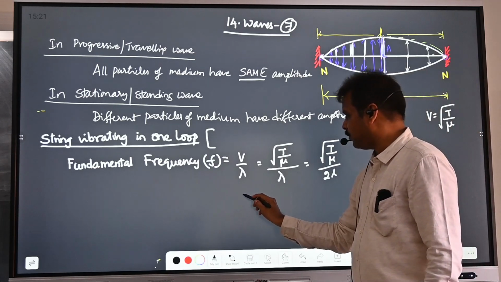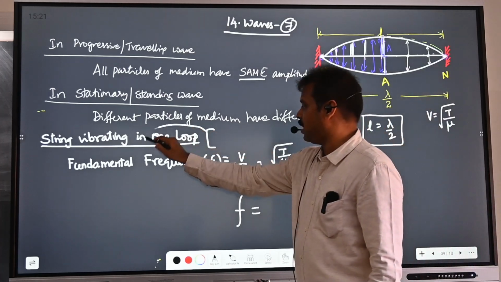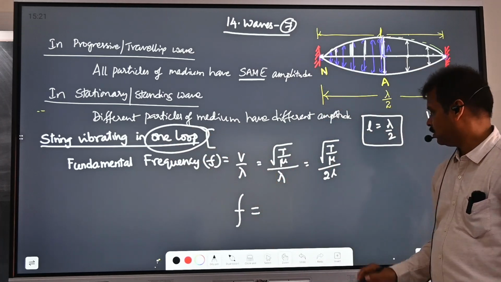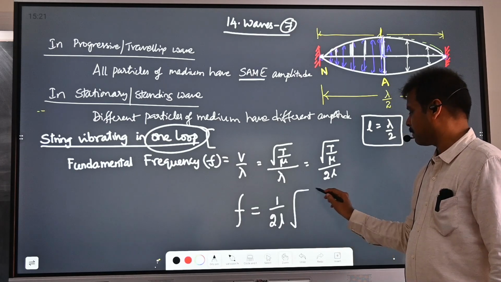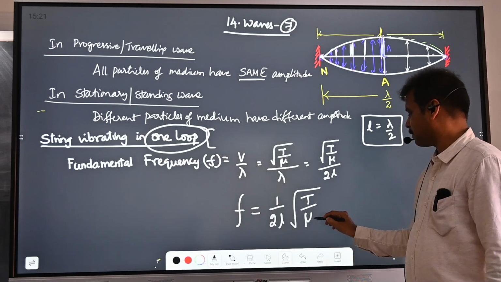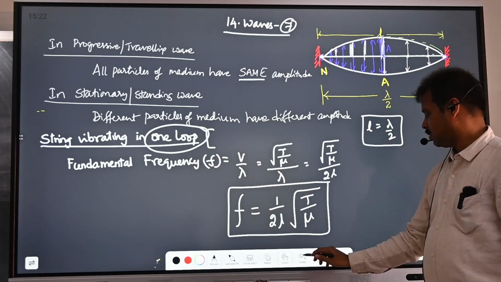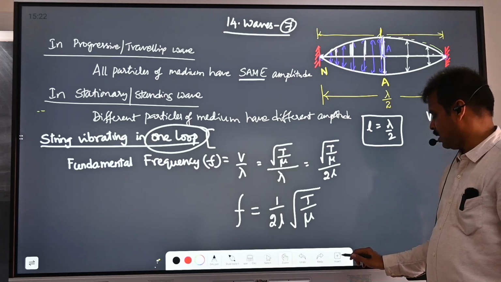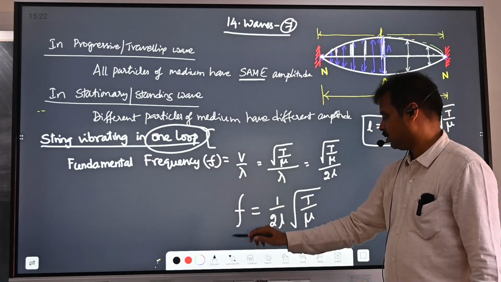So what is the frequency of the stretched string when it is vibrating in one loop? This formula, 1 by, what is the formula? 1 by 2L root T by mu.